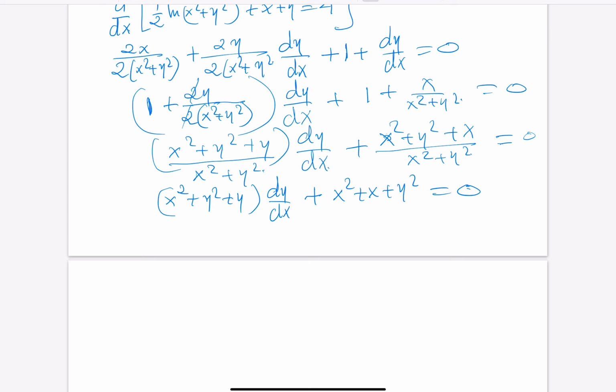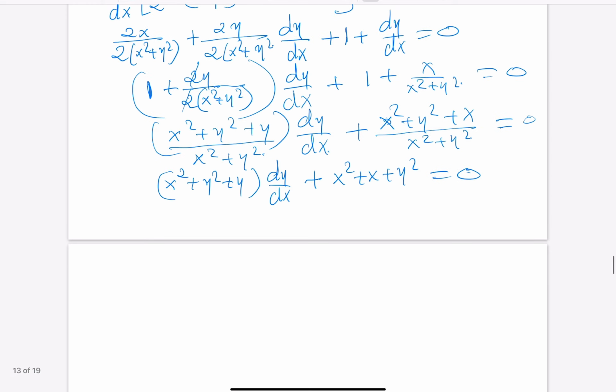Okay, and now you can put it in cases. Let's call it case 1.